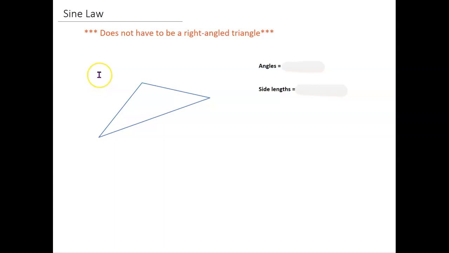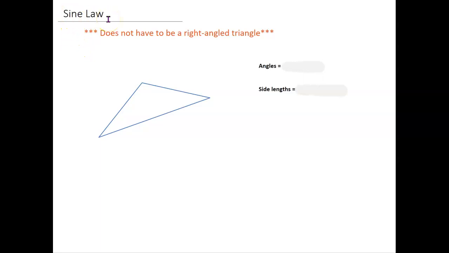Hello class, today we're going to learn the first of two trig laws. Now these laws apply to triangles that do not have to be right angled. The trig ratios had to be right angled, whereas these laws do not have to be. So the first law we're going to learn about is called sine law.